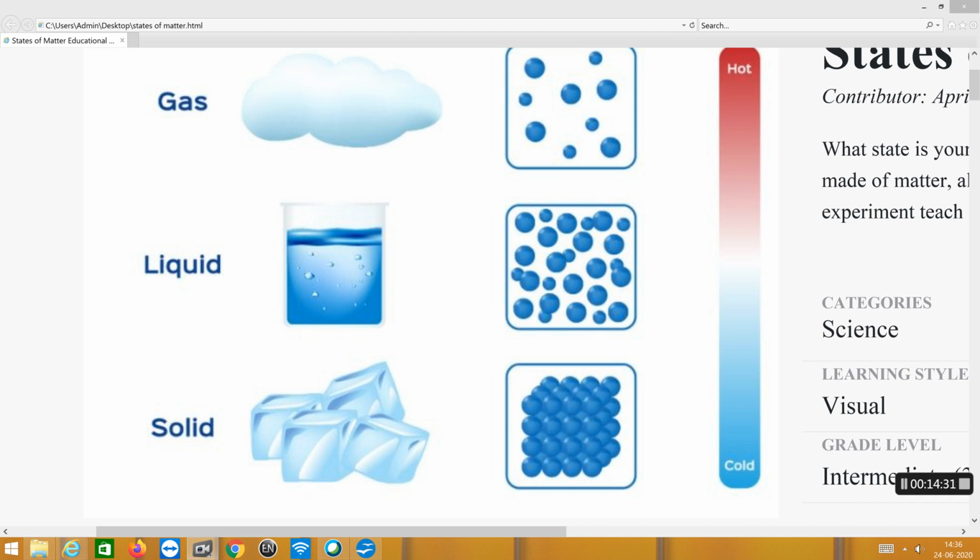Then you have studied adhesion and cohesion. Then you studied boiling and melting. Melting means conversion of solid to liquid at a particular temperature, and boiling means conversion of liquid to gas at a particular temperature.